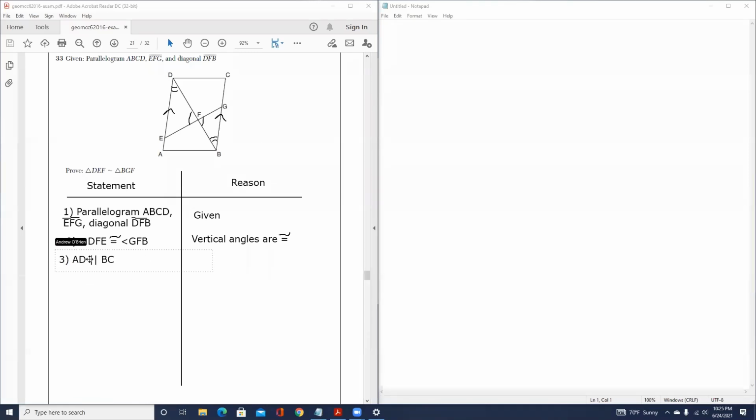Line 3, AD is parallel to BC, and we know this because opposite sides of a parallelogram are parallel. So now that we've done that, in our fourth step, we can prove that angle ADB is congruent to angle CBD.